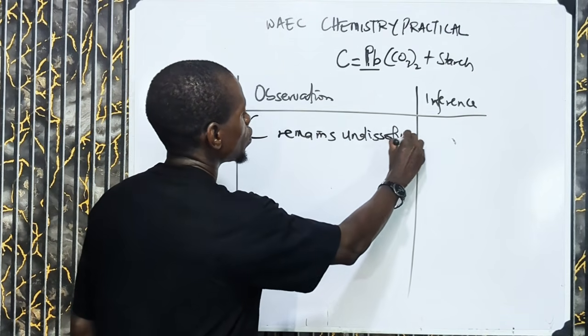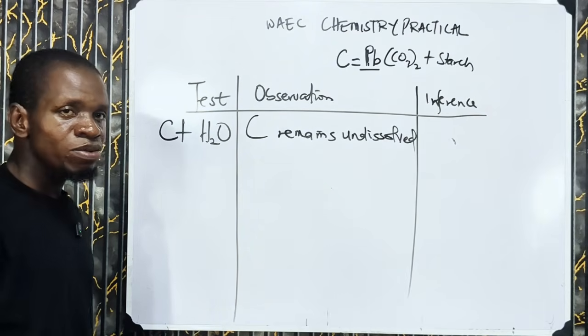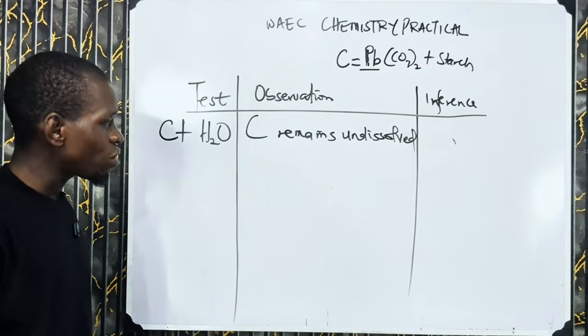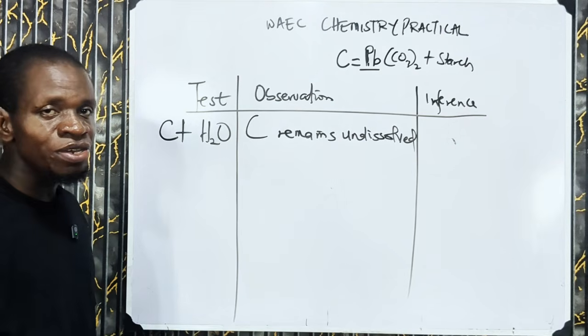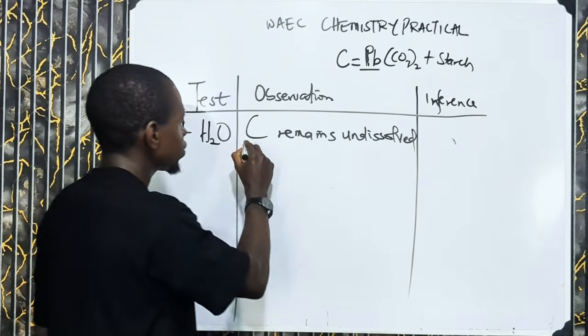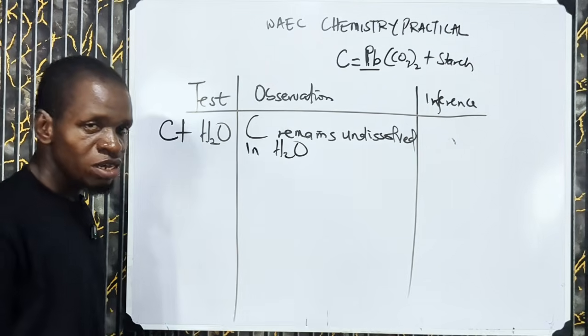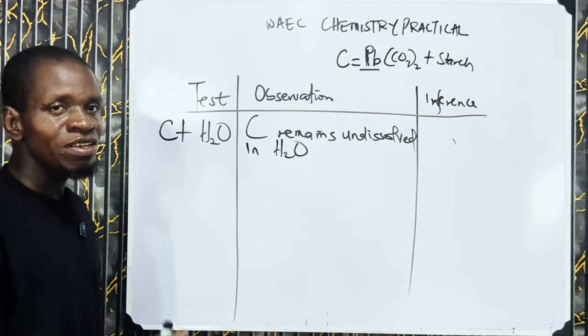C remains what? Undissolved. Now this is what you expected to write, because C is not soluble, remains undissolved. Or somebody else can also say that C is insoluble in distilled water. So you can say C remains undissolved in water, or you can say that C is insoluble in water.